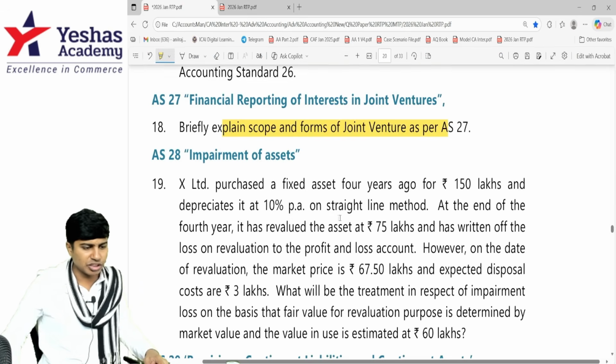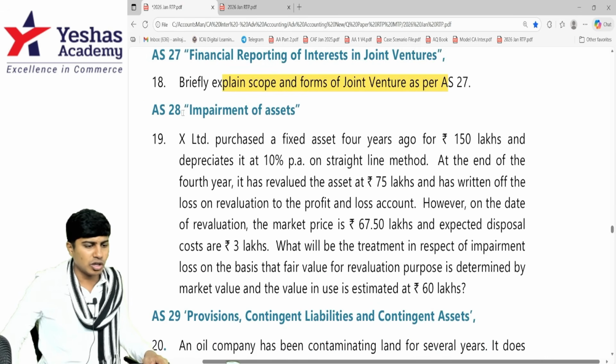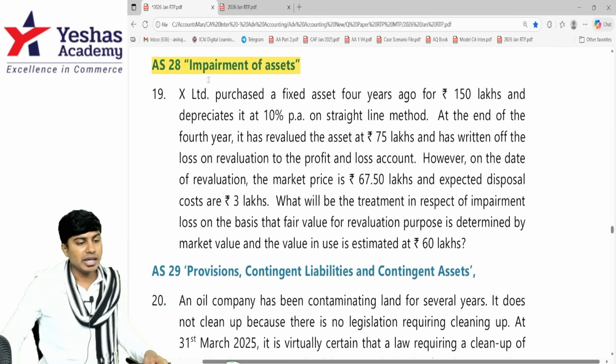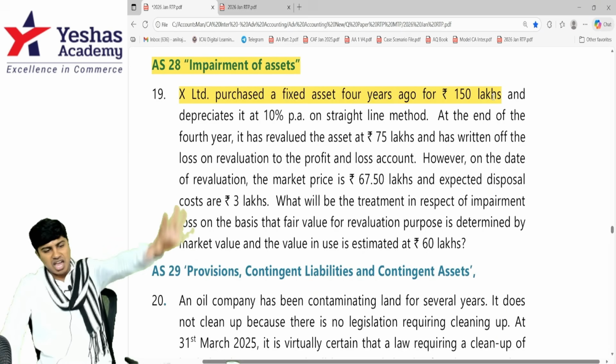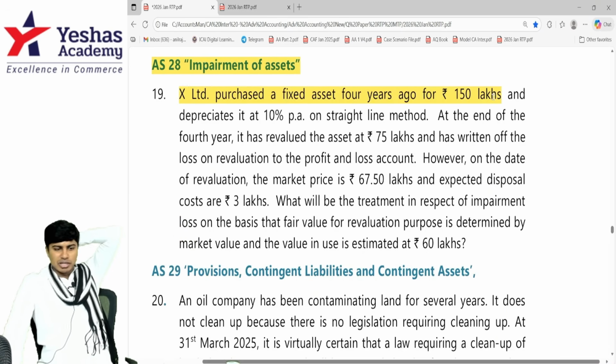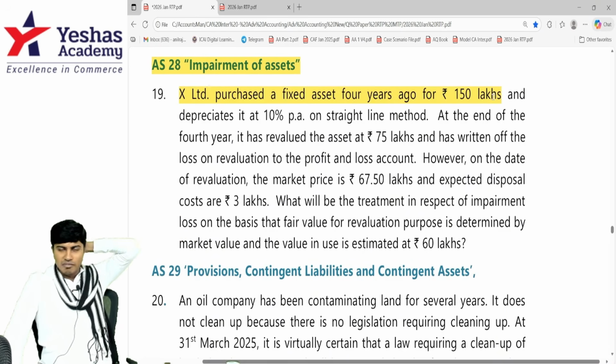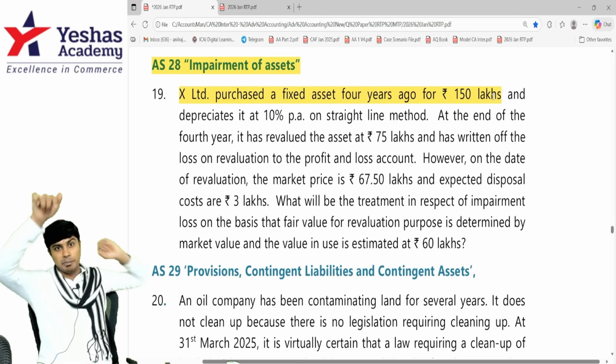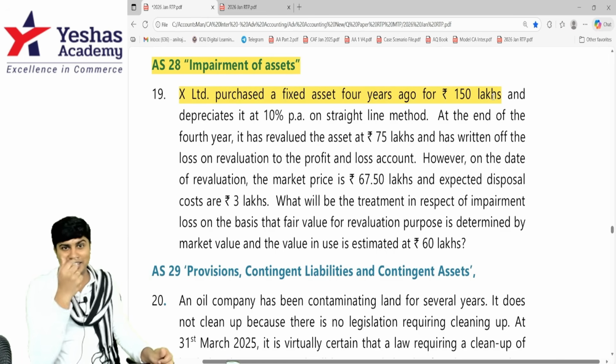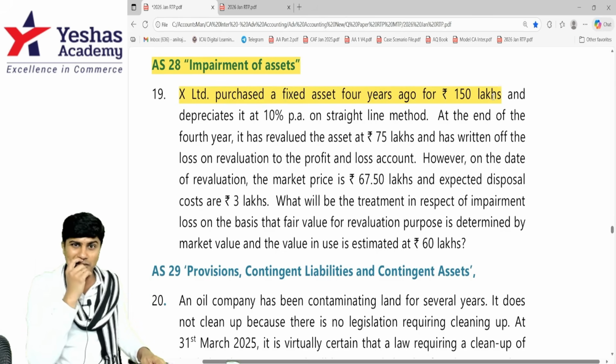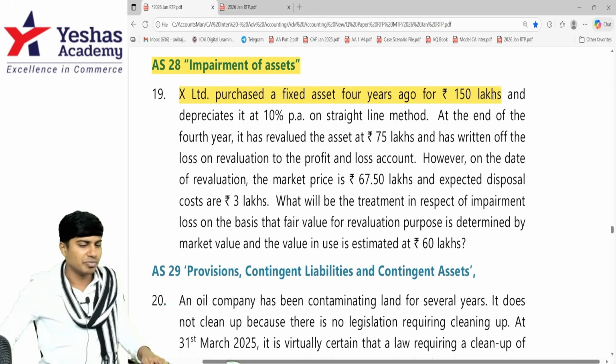Next, I'll take you to question number 19, which is on impairment of assets, which is accounting standard 28. Let's begin. X Limited purchased a fixed asset 4 years ago for 150 lakhs. We've done the same question. I think it's the same numbers. 150 lakhs 4 years ago purchased, will depreciate for 4 years, we'll get the revised cost, and then we'll do impairment. Anyways, we'll do it as if we're doing it the first time.